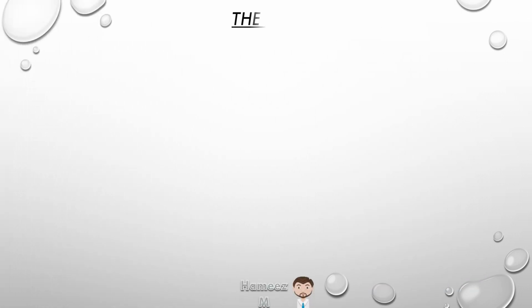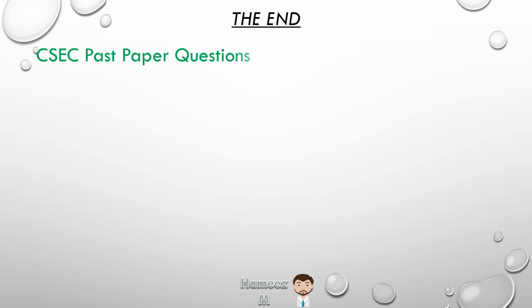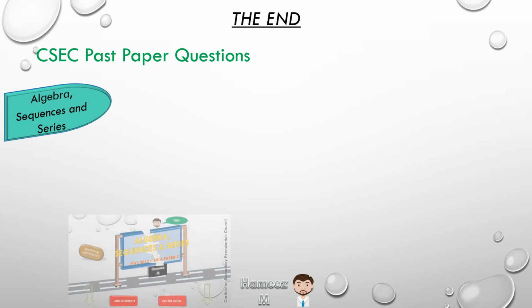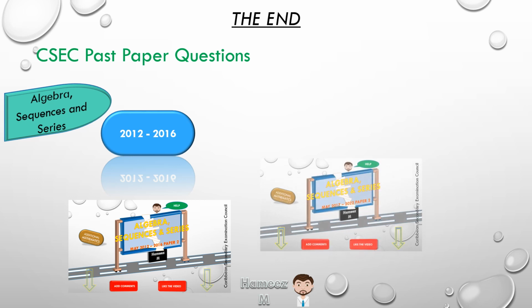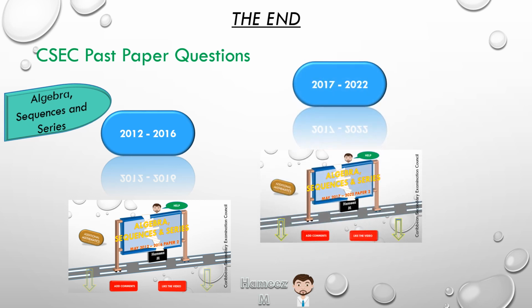We've now come to the end of CSEC past paper questions in Algebra, Sequences and Series, which is the first of 4 sections in Additional Mathematics. In our first video in this playlist, we looked at past paper questions from 2012 until 2016. And in this video, we looked at from 2017 until 2022.